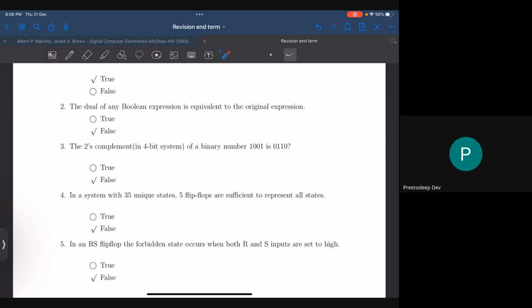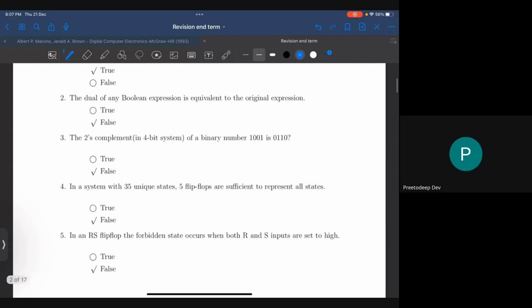Here we need to make a difference between Boolean expression versus Boolean equation. If it is an equation, then it will always be true for its dual. But for a Boolean expression, it will not be true.